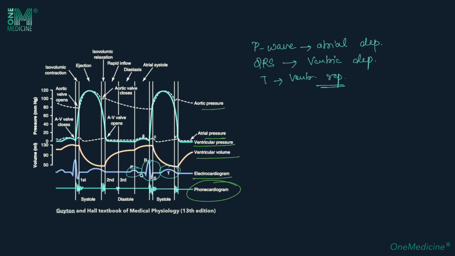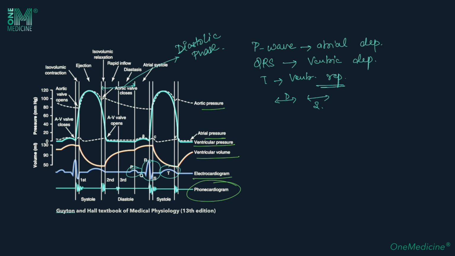We will divide this graph into two time periods, diastole and systole. The diastole starts as isovolumic relaxation. Diastole starts from here and continues till the arrival of the P wave. This is the diastolic phase. It starts somewhere around the T wave and continues till the next P wave arrives. So what is happening during the diastole?